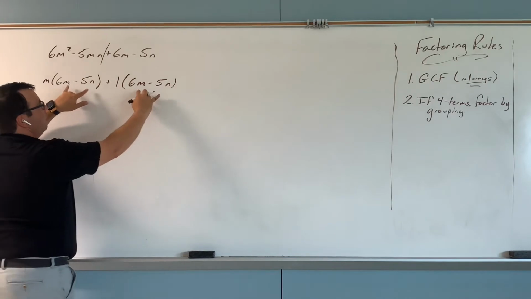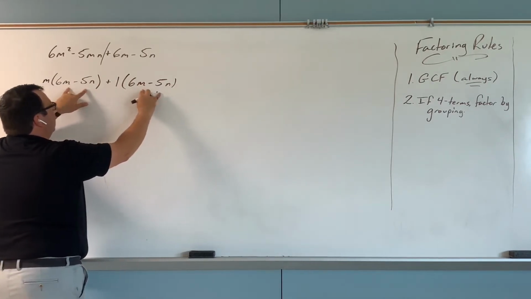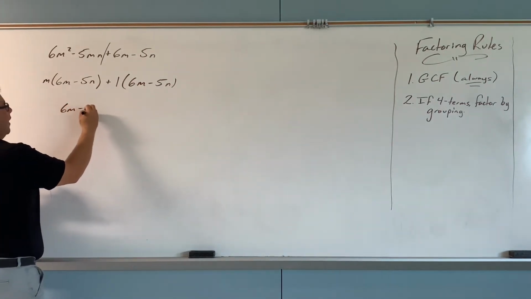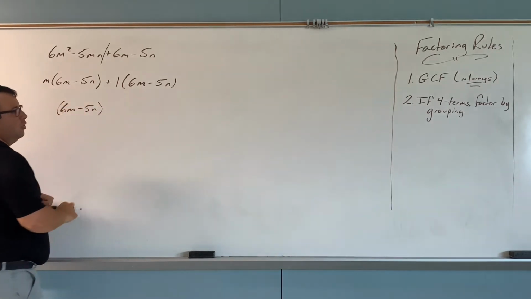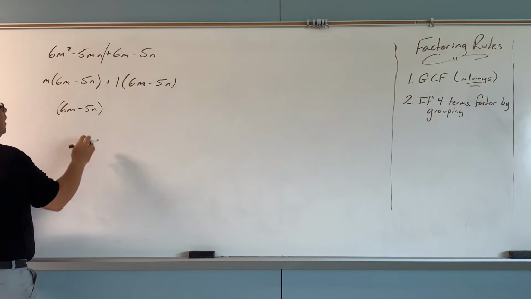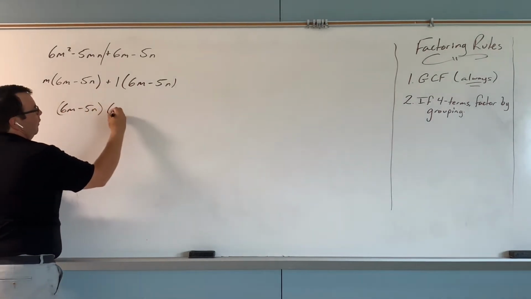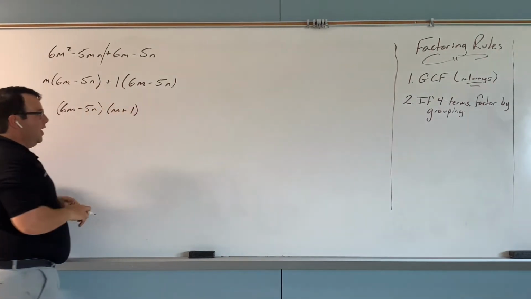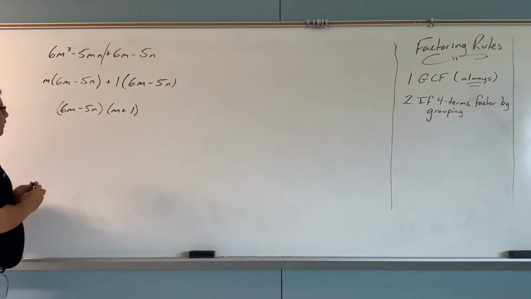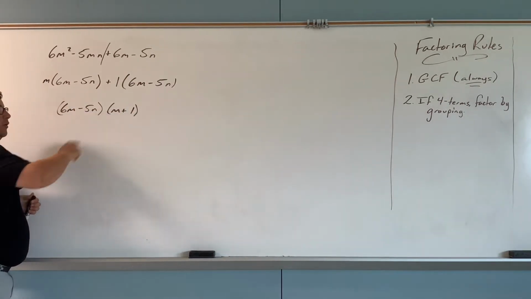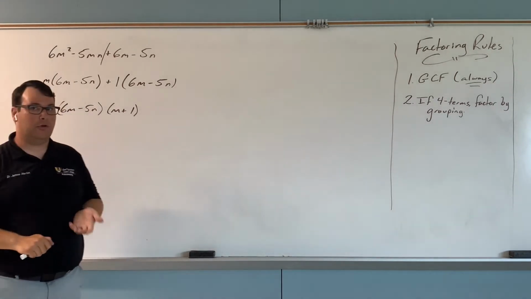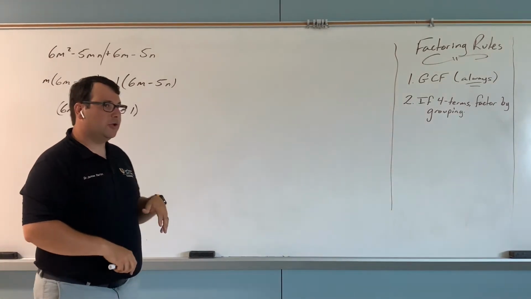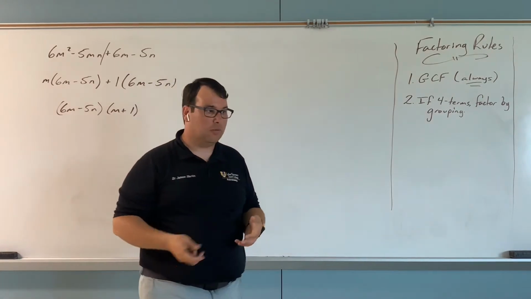Now, from here, you could easily pull out your 6m minus 5n, which is your common binomial here, now your GCF, if you will. And then you're left with m plus 1 as your end result. So this is your factored form, and that works beautifully for a four-term polynomial. However, today's lecture, we're jumping into a three-term polynomial.